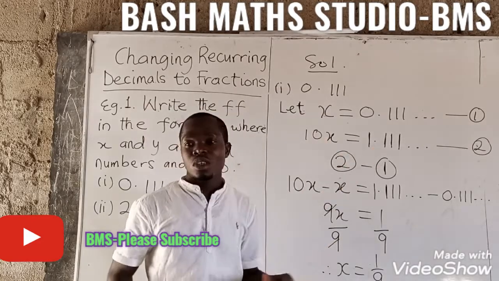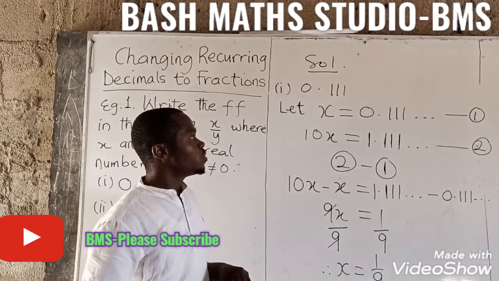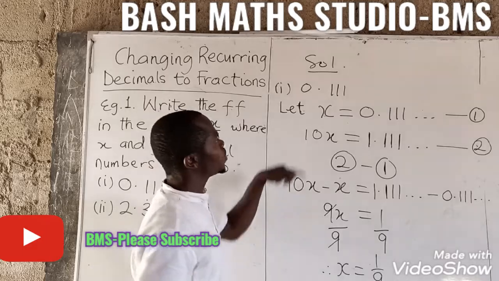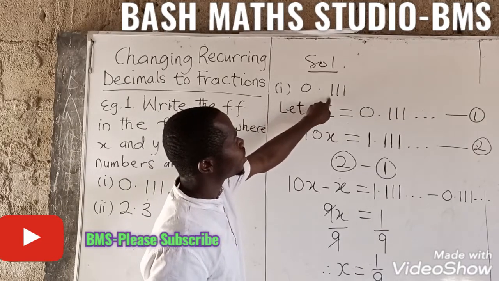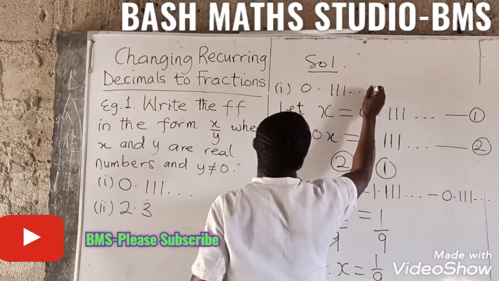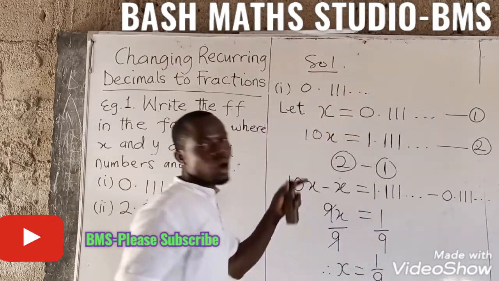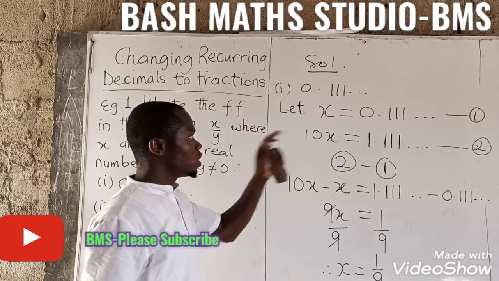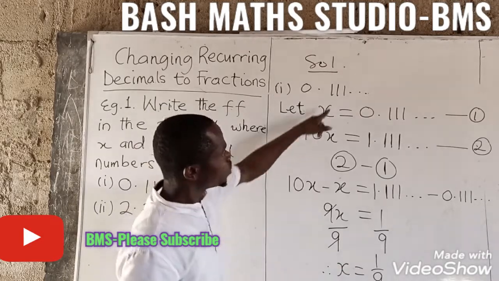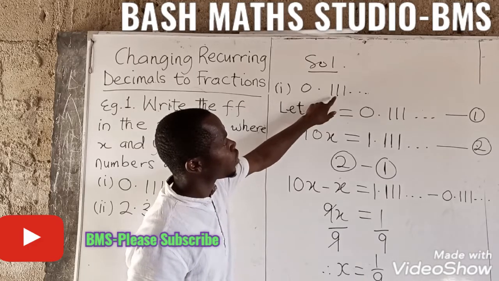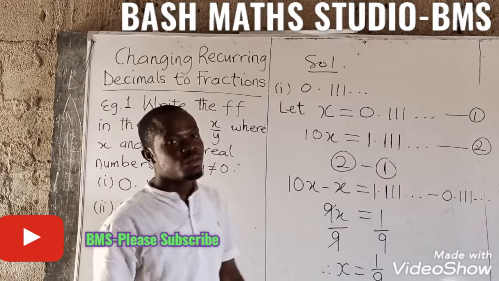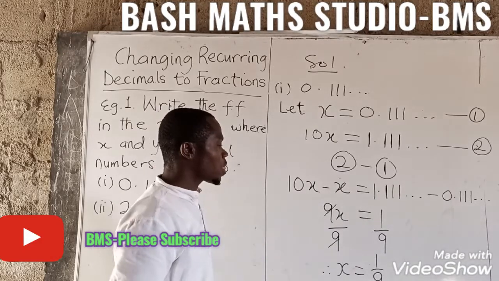We will show in our next episodes how to use the calculator to change repeating decimals. But take note that if you change 0.111, just 0.111, to a fraction, you won't get 1 over 9 unless you know that 0.111 is repeating. So it's just 1 up to infinity. You may not know the end of it.